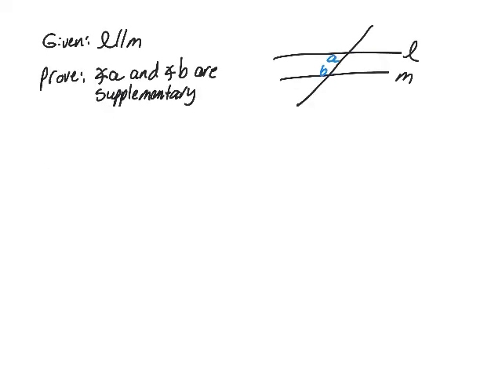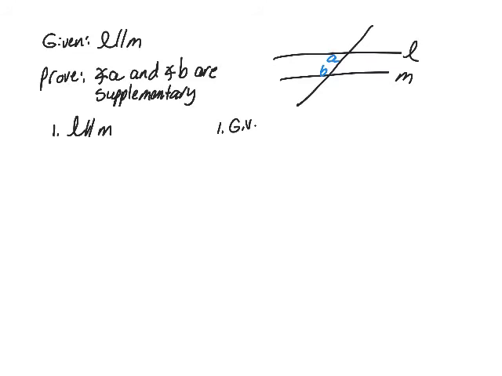Okay, so here's our next one. We have our parallel lines. L is parallel to M. They are cut by a transversal. I have angle A and angle B. These are called same side interior angles. So I want to prove that A and B are going to add to 180. I want to prove that they're supplementary. So we start off with our given. L is parallel to M.